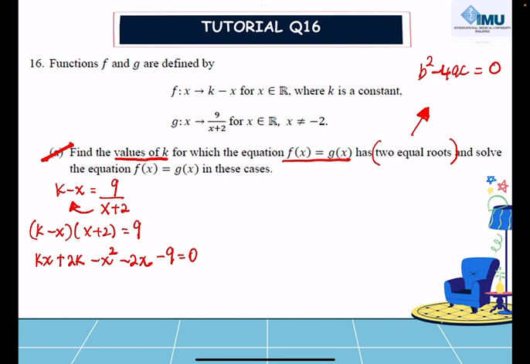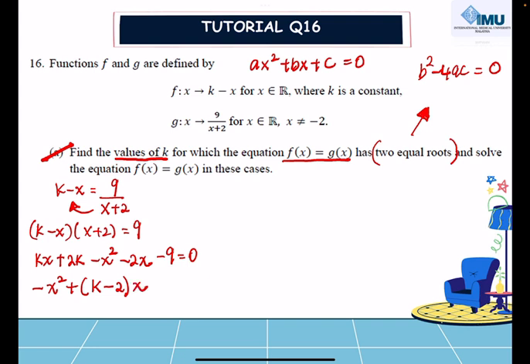Try to arrange into a quadratic form as ax squared plus bx plus c equals 0 so that we can easily identify coefficient a, coefficient b, and coefficient c. Start with the highest power of x, where you have negative x squared. Now look at the next part where you have a variable of x. We have two terms consisting of x. The first one is kx, the other one is negative 2x. So we combine them, making it (k minus 2) in brackets multiplied by x.